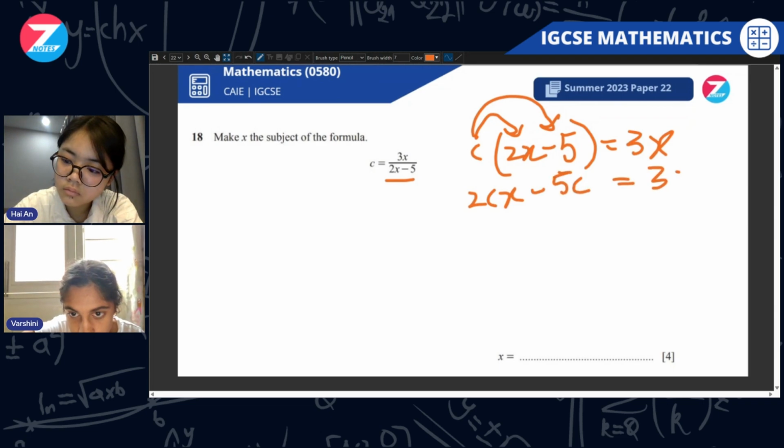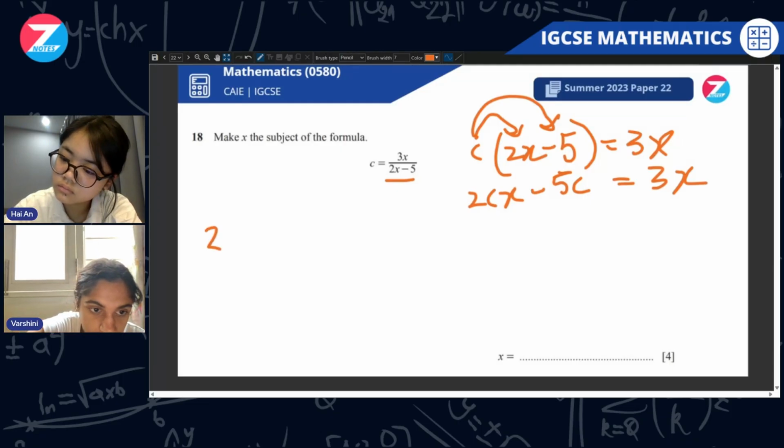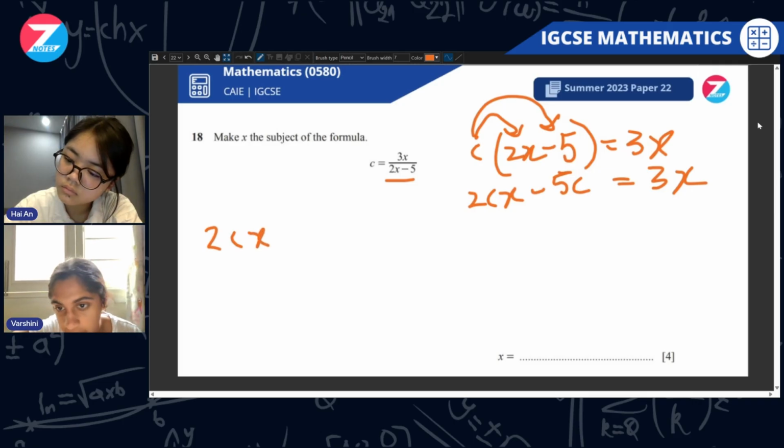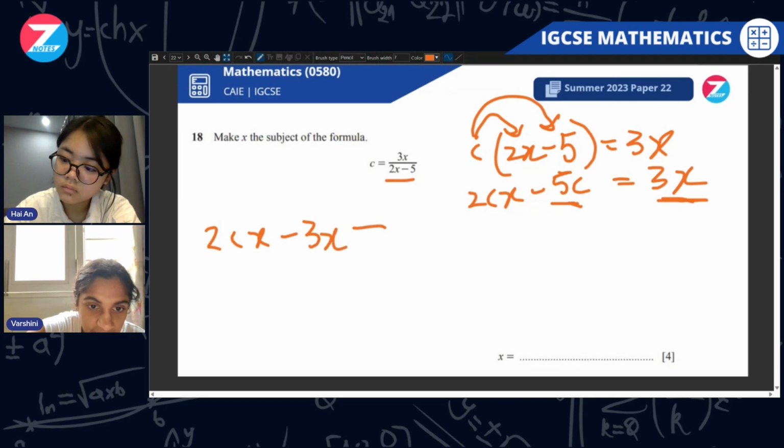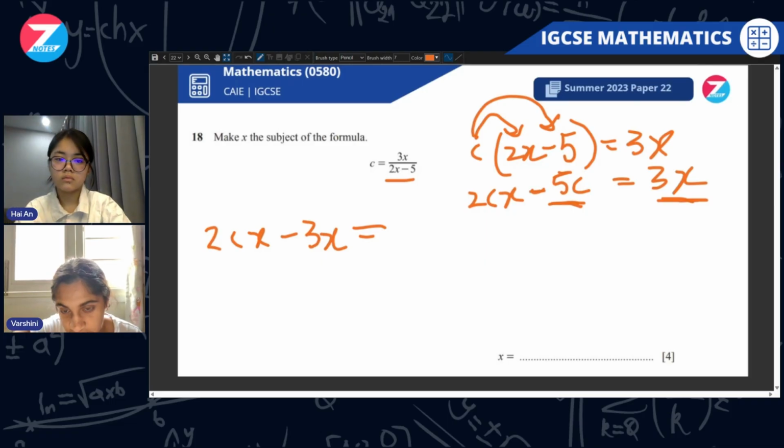equals 3x. So now what we have to do is arrange all the x terms on one side. So it's going to become 2cx. Let's move this x to the other side and also move 5c to the other side. Since 3x is positive, we need to subtract 3x from both sides. So we'll get 2cx minus 3x equals, now let's move minus 5c to the other side. Since it's negative, we need to add it. So it's going to become just plain 5c.